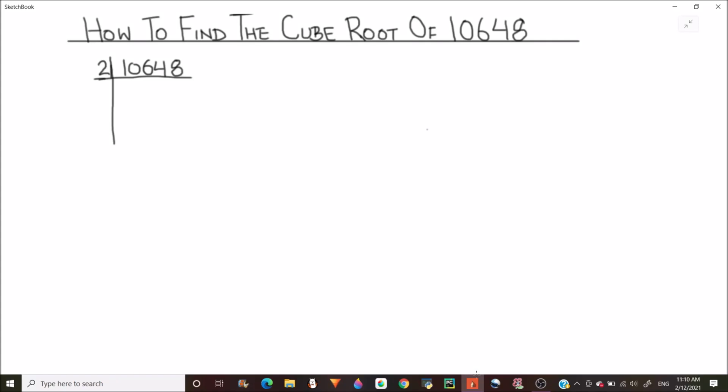Hello everyone, in this video we are going to learn how to find the cube root of 10,648. We will be using the prime factorization method or the long division method for finding the cube root.